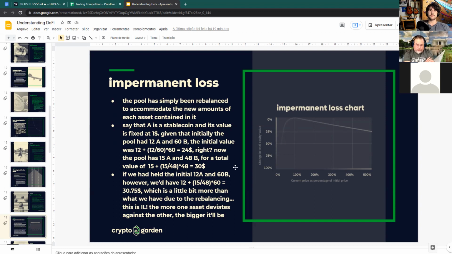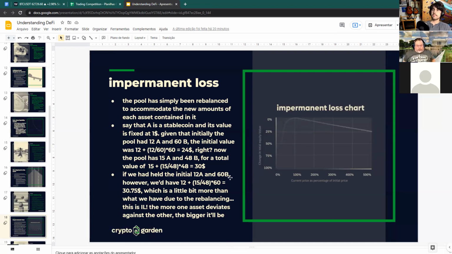However, if I just, instead of providing liquidity for this pair, held the 12A and the 60B, I would have approximately $30.75, which is a little bit more than I would have due to the rebalancing. So this is the impermanent loss. Due to providing liquidity, the balance you have now is a little bit less than it would be if you just bought and held. Now, this is a chart on impermanent loss, right?